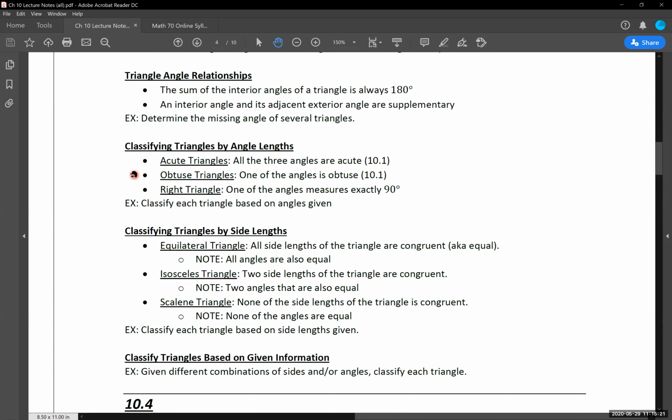An obtuse triangle is a triangle where one of the angles is obtuse. We're back to our definition of that. An obtuse angle is one that is greater than 90 degrees but less than 180 degrees. And then we have another kind of unique one, which is a right triangle, where one of the angles measures exactly 90 degrees. And this, remember, has a little square that's going to show up in it.